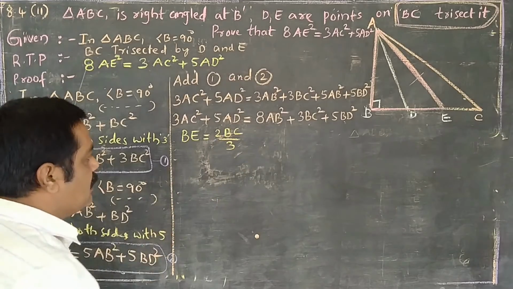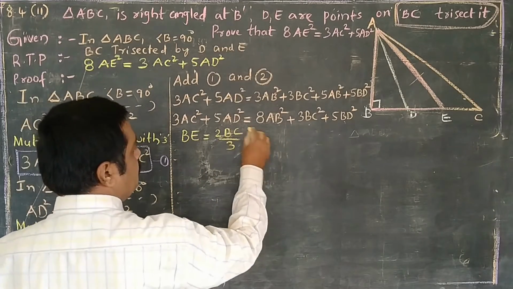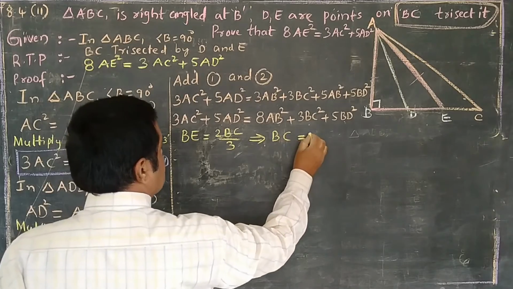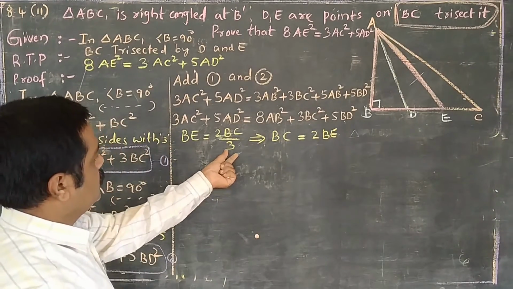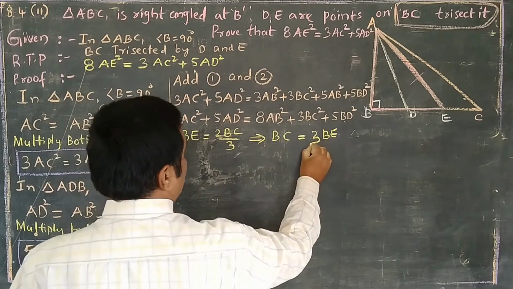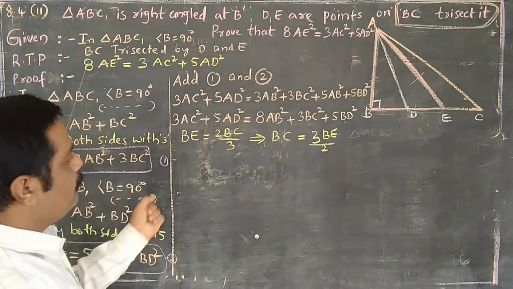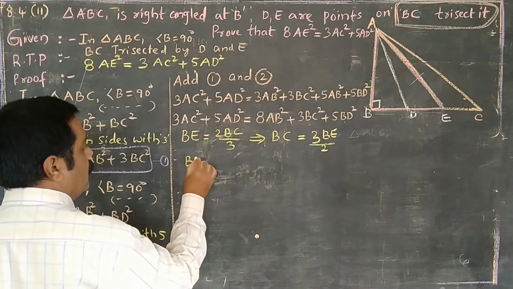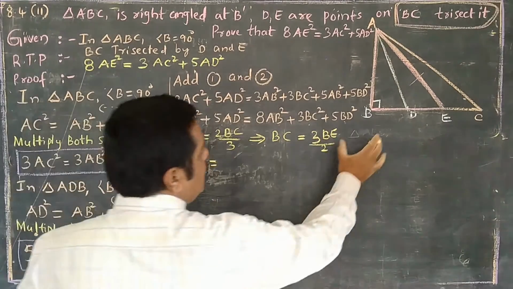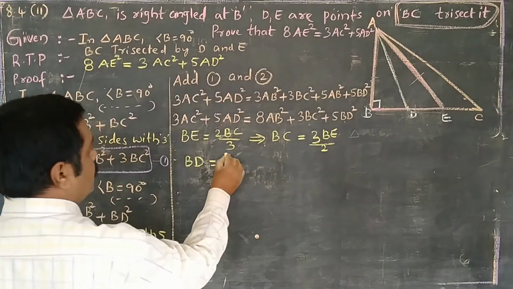So BE is 2BC by 3, and make BC the subject. BC is equal to 3BE by 2. This is the BC. And also BD is half of BE.